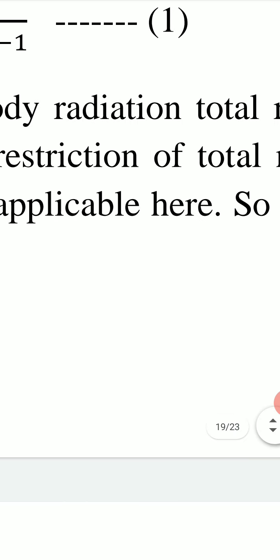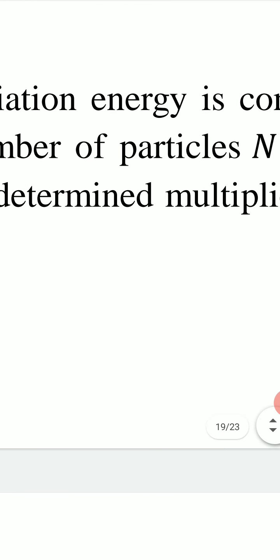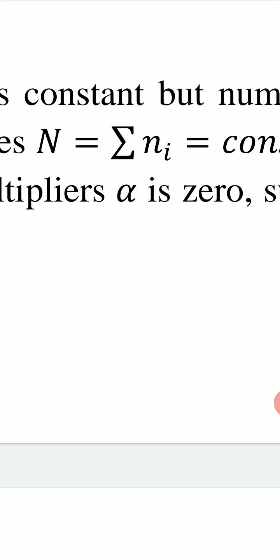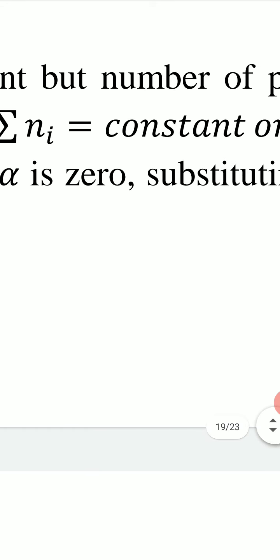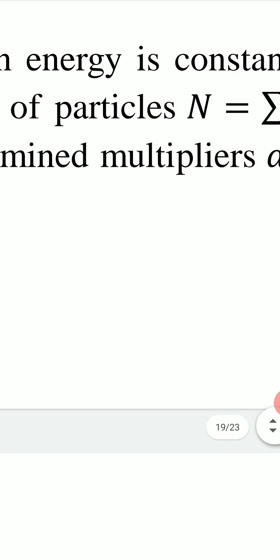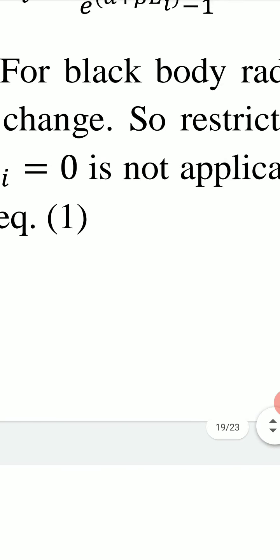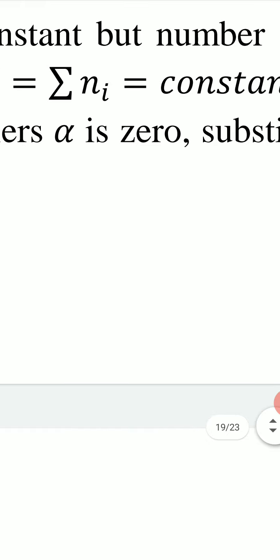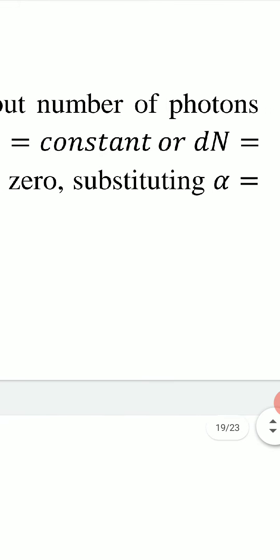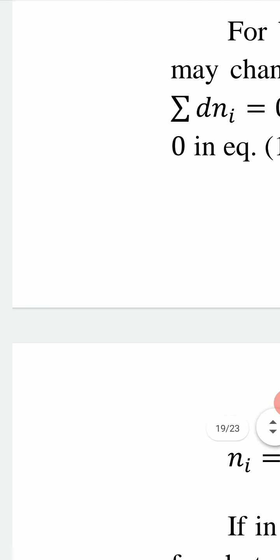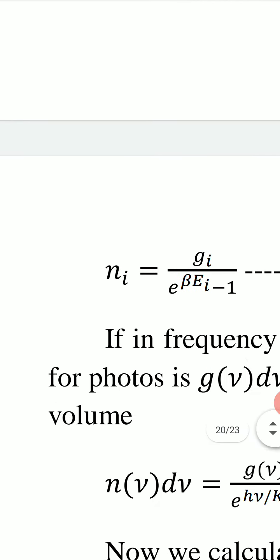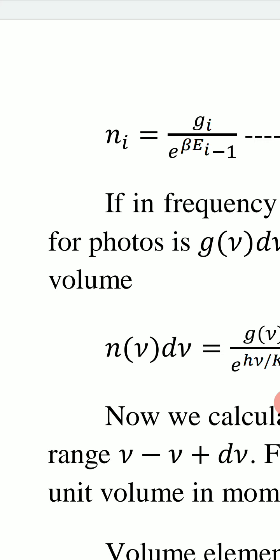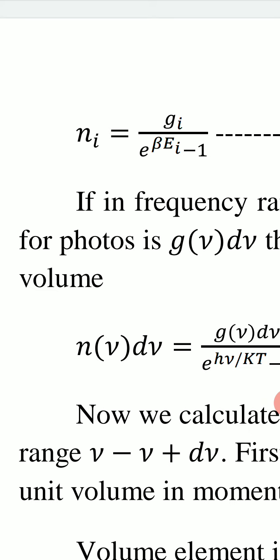may change. So the restriction of total number of particles, capital N equal to summation Ni equal to constant, or dN equal to 0, this condition is not applicable here. So undetermined multiplier alpha is 0. Then substituting alpha equal to 0 in equation 1, we find the Bose-Einstein distribution law as Ni equal to Gi upon e to the power beta Ei minus 1.